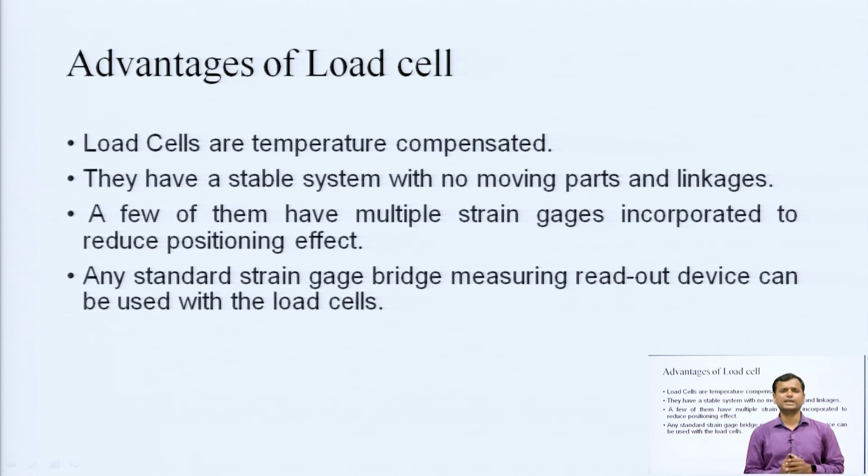Now, there are various advantages of load cell, in that we have used the column type load cell, beam type load cell, because the load cells are temperature compensated. There are various advantages of load cell. Also, they have a stable system with no moving parts and linkage, because we are not using any type of moving parts in the strain gauges.